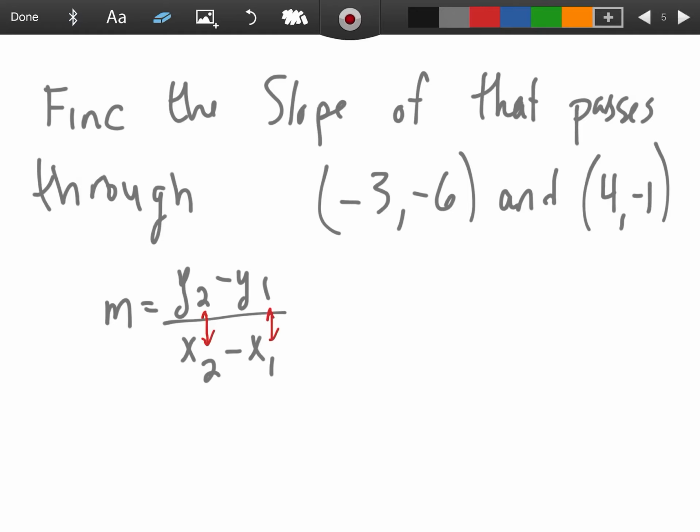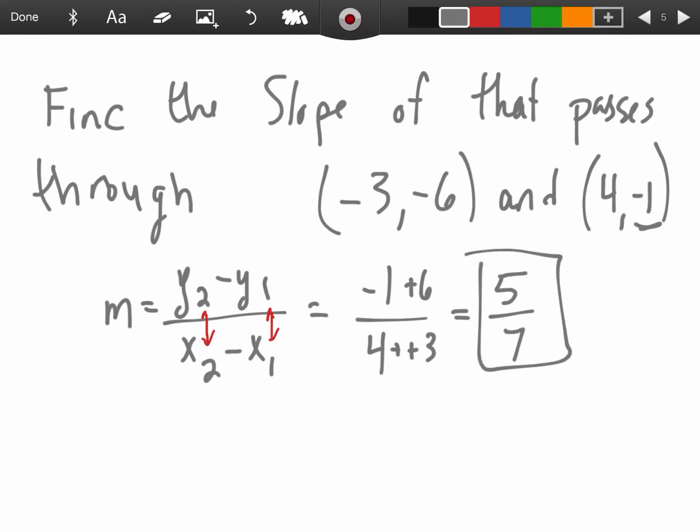So let's just continue on with this problem here. My y2 is this -1. So -1 minus a -6. I know that just means plus 6. So -1 plus 6. And then x2 is 4 minus a -3, which is plus 3. And I would get 5 over 7. So the slope of this line is going to be 5/7.